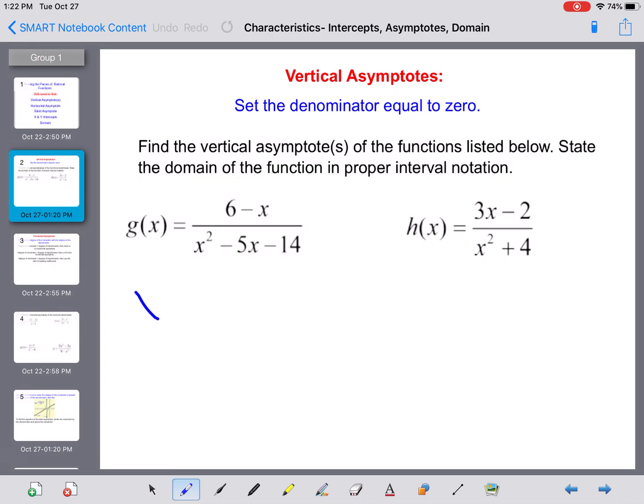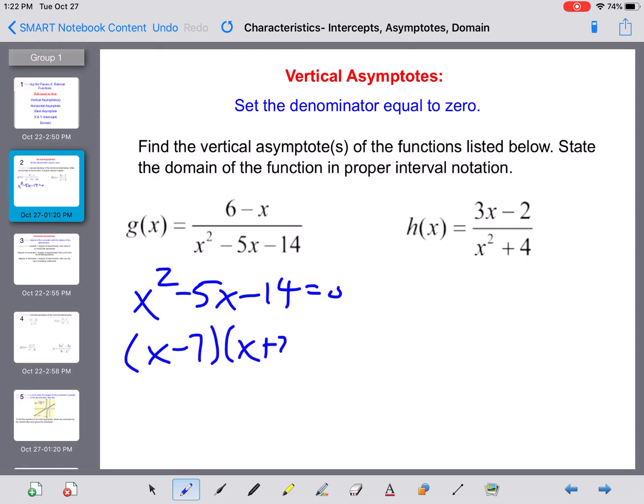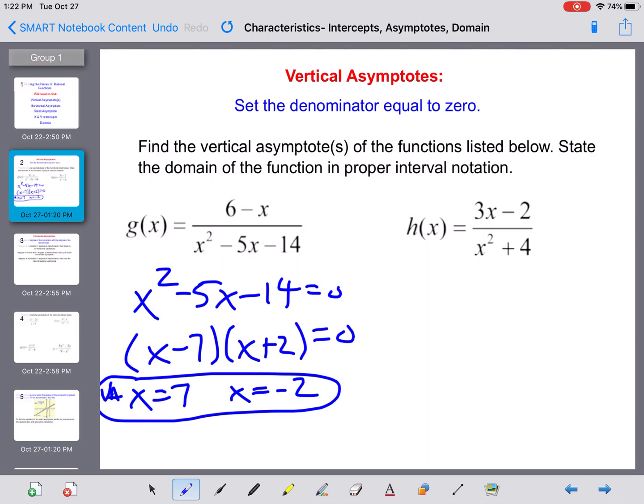So we're going to say x squared for this first one minus 5x minus 14 is equal to 0. We can factor that to be x minus 7 and x plus 2. And then we can say that this would be x equals 7 and x equals negative 2. So those two would be my vertical asymptotes. So we're going to have two vertical asymptotes in this case, which also happen to be our excluded values, which are related. And then our domain is going to be all real numbers except for those two values.